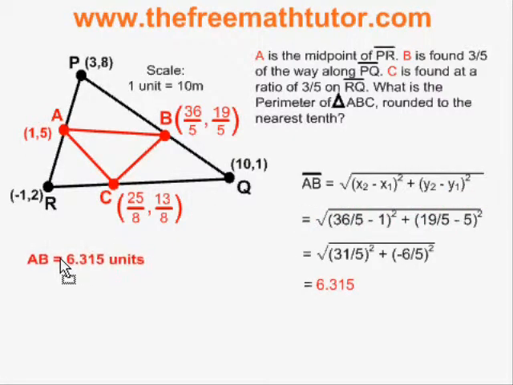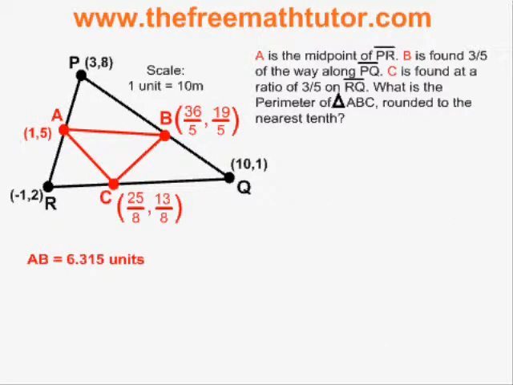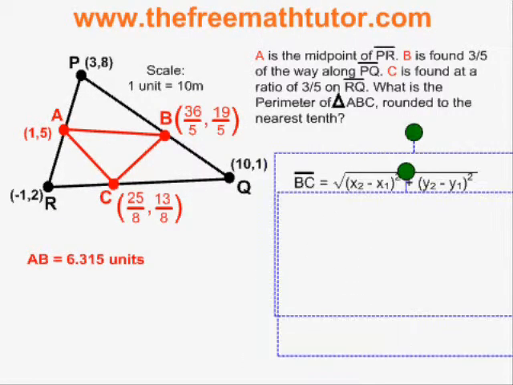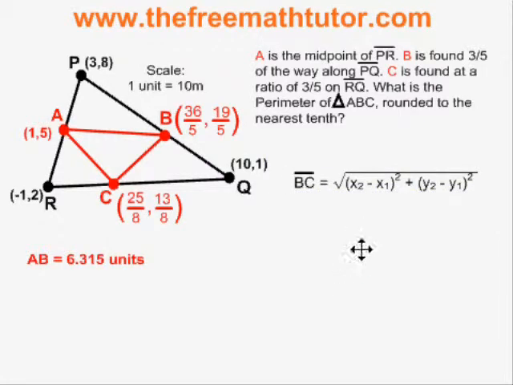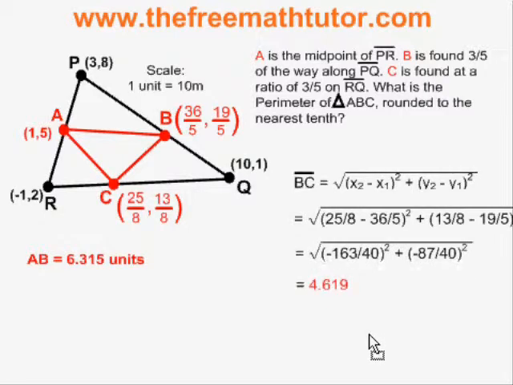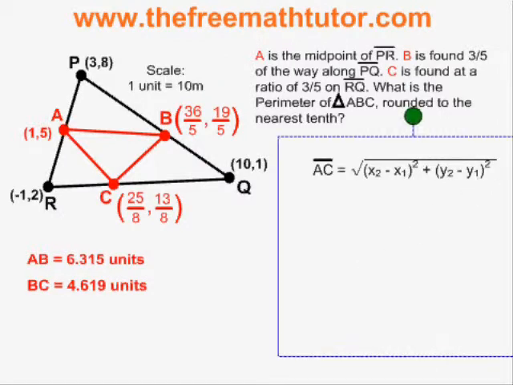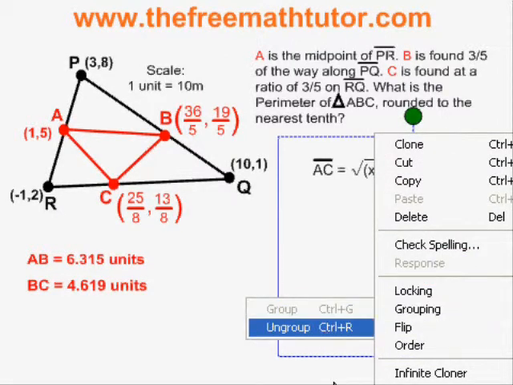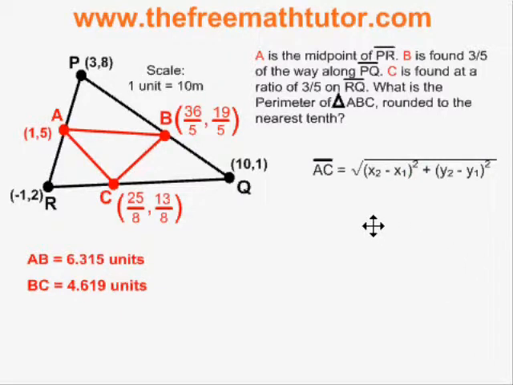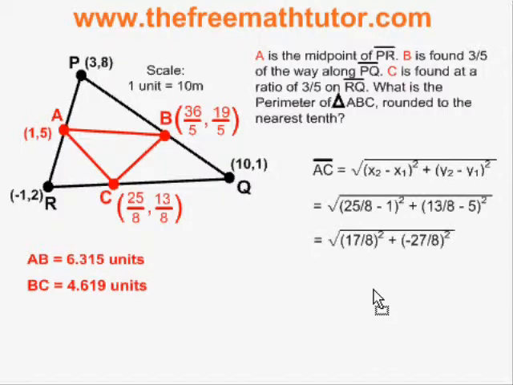Now let's move on to finding the distance BC. Plugging in the distance formula with the x and y coordinates of B and C, I simplify, and I find that BC is 4.619 units in length, again if rounded to the nearest thousandth. I record this, and now let's move on to finding the distance AC. Plugging in the vertices A and C into the distance formula, I simplify and I find that AC is 3.988 units long, again if rounded to the nearest thousandth. And I record that.